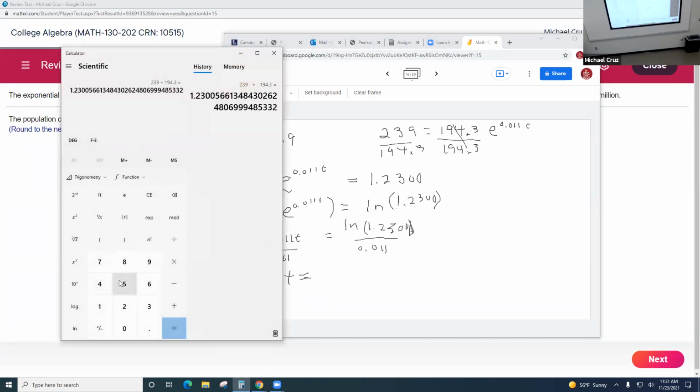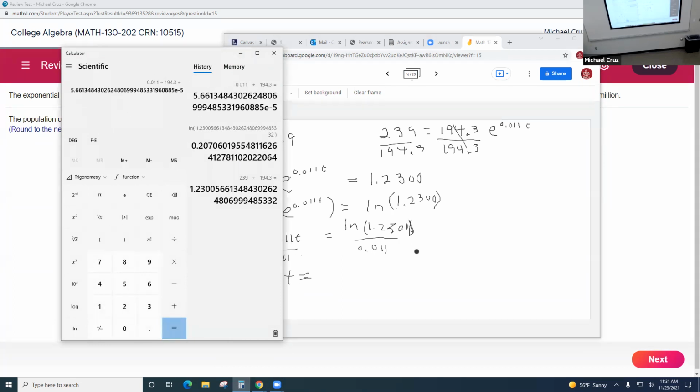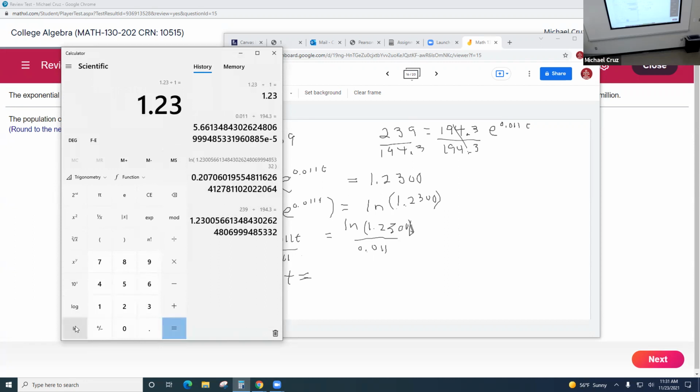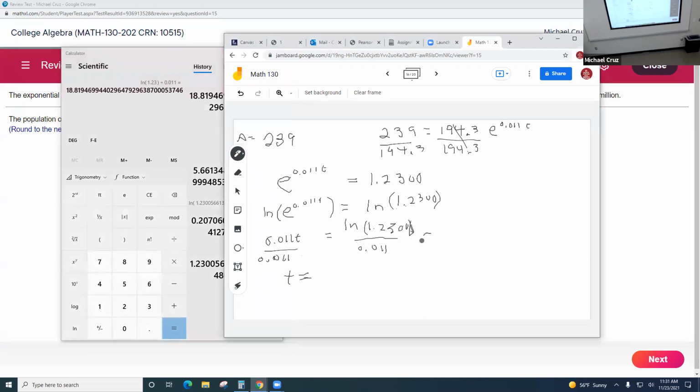All right, so we're going to take the ln of that. 0.011. So it's not right. But 1.23. So it's got to be ln of 1.23 divided by 0.011. There we go. So approximately 18.8 years.